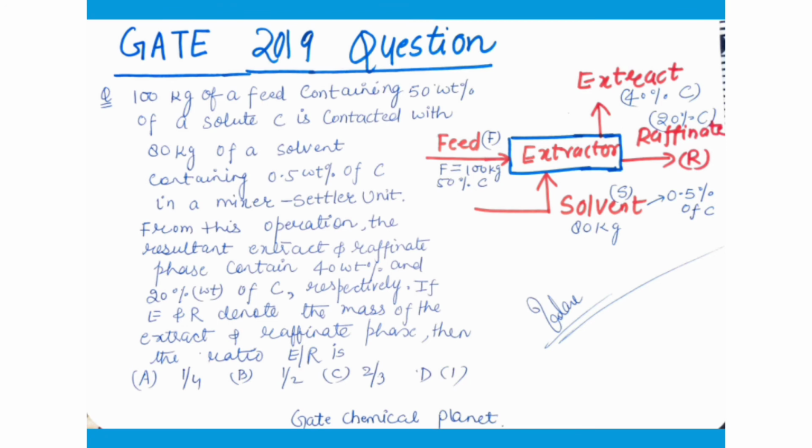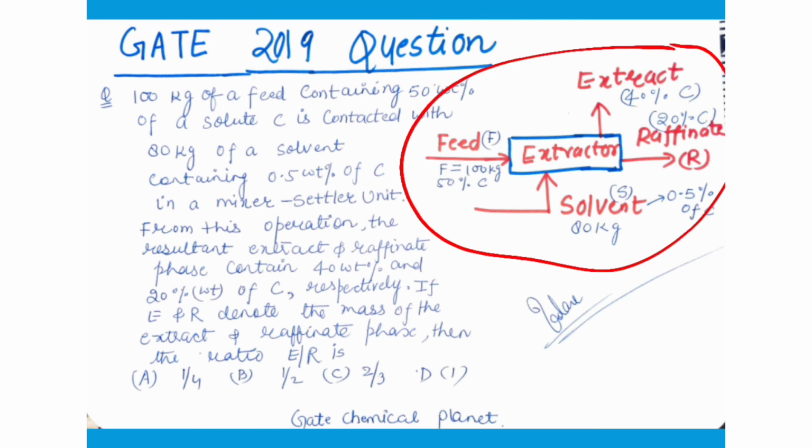So how will we solve this question? First we have to draw the block diagram. According to the given information, I have drawn the block diagram here. We can take a basis of 100 kilograms of feed, which contains 50 weight% of solute. The mass of solvent is 80 kilograms, and 0.5% of solute C is present in the solvent.